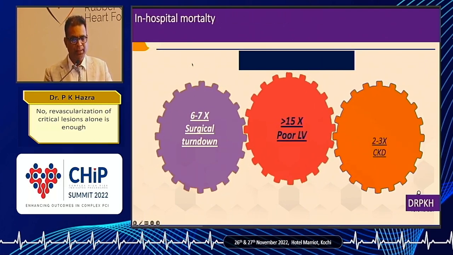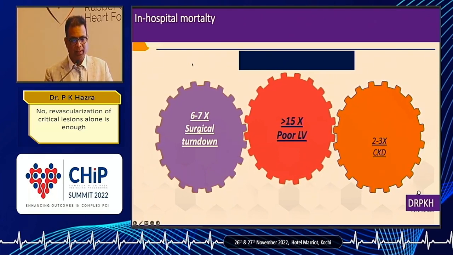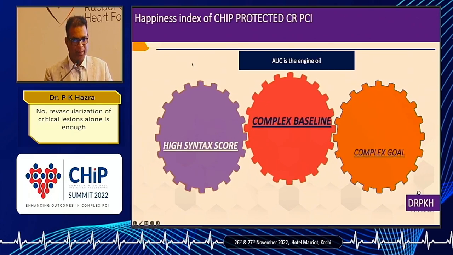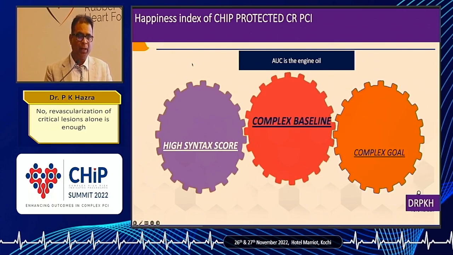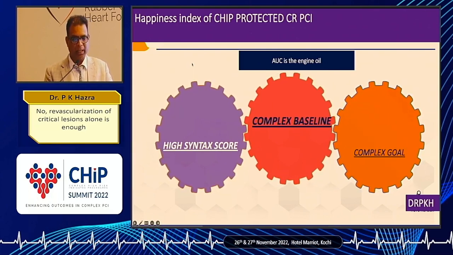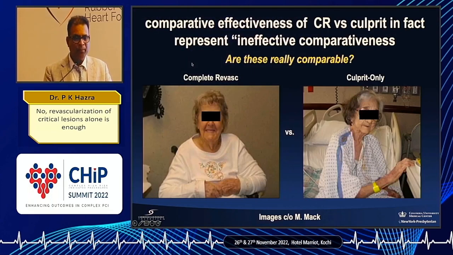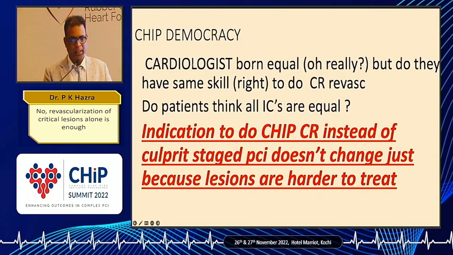In-hospital mortality increases 6 to 7 times by surgical turn-down, 15 times by poor LV function, and 2 to 3 times by CKD. With a high SYNTAX score, you can make it a residual SYNTAX score by doing the culprit only. With a complex baseline and a complex goal, you go for complete revascularization. I'm a simple man, I have a simple goal, I'll go for culprit only. Comparative effectiveness of complete revascularization versus culprit in fact represents effective comparativeness. These two patients are different. One can go for complete, but the other one will definitely go for culprit only.